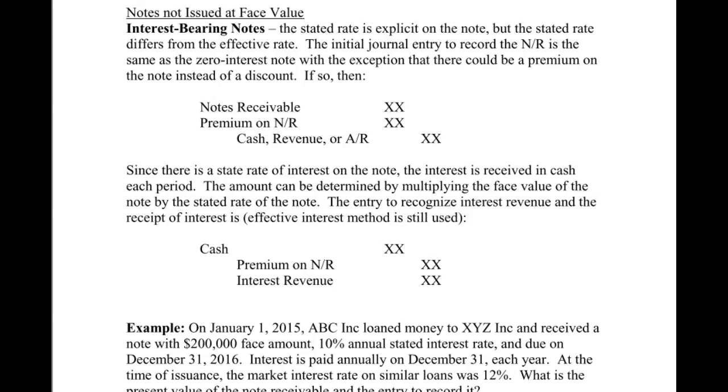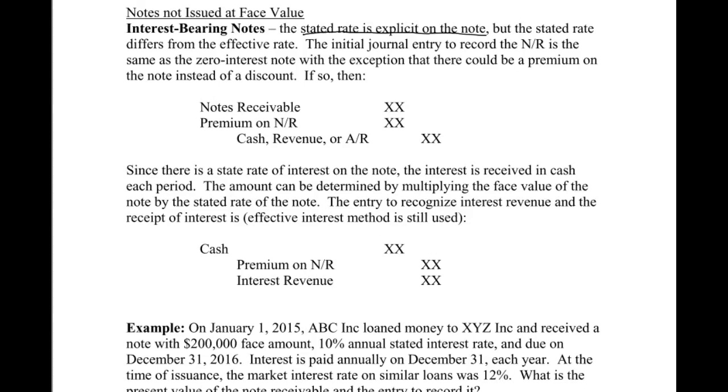So interest bearing, the main difference here is that there is a stated rate explicit on the note, whereas the non-interest bearing ones did not have one. So the stated rate differs from the effective rate. Effective rate and market rate are the same thing.